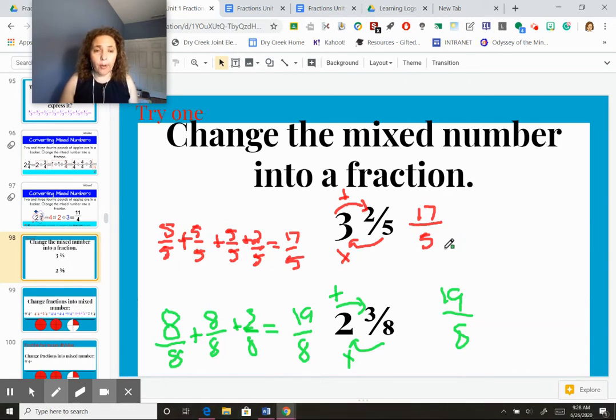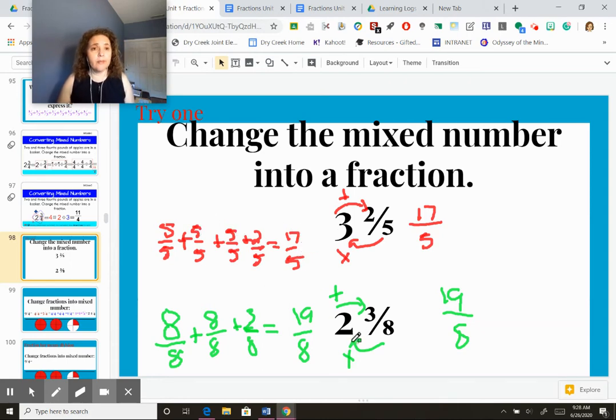Or if you want to break it apart, you can. I have 3 wholes. I have fifths, so I know it's 5 out of 5, and a 5 out of 5, and a 5 out of 5, because I have 3 of them. 1, 2, 3, plus my 2 fifths, 5, 10, 15, 17 over 5, okay?